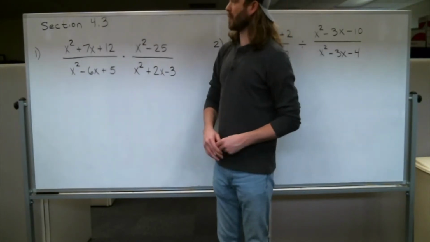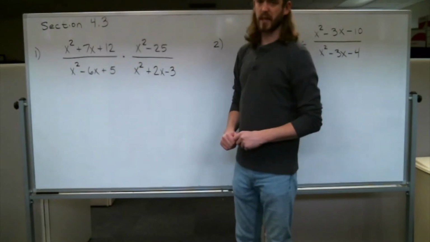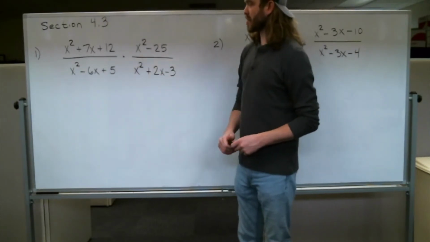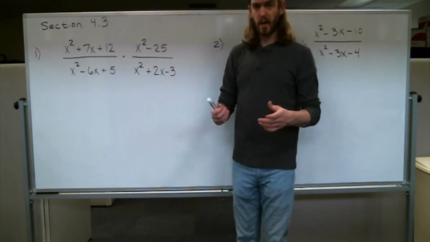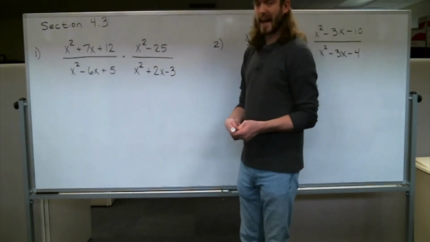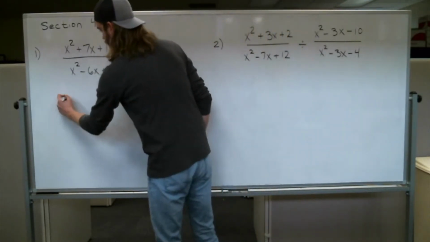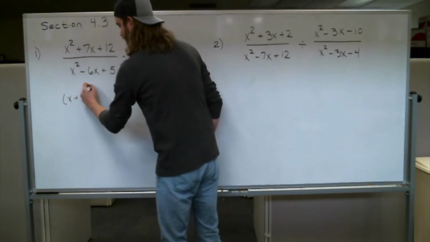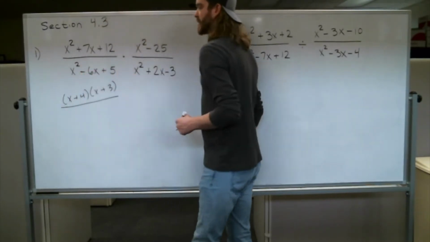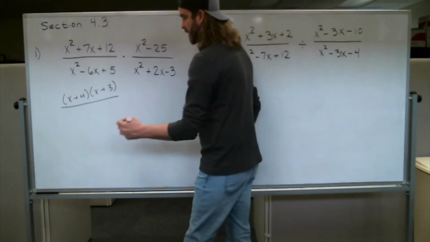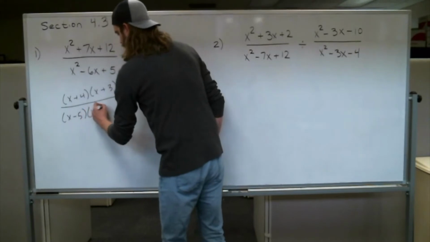So for example 1, we have x squared plus 7x plus 12 over x squared minus 6x plus 5 times x squared minus 25 over x squared plus 2x minus 3. Like we said, the first thing we want to do is factor everything. If we factor x squared plus 7x plus 12, that's going to be x plus 4 times x plus 3. When we factor x squared minus 6x plus 5, that's going to be x minus 5 and x minus 1.